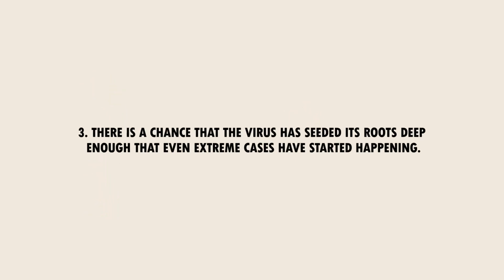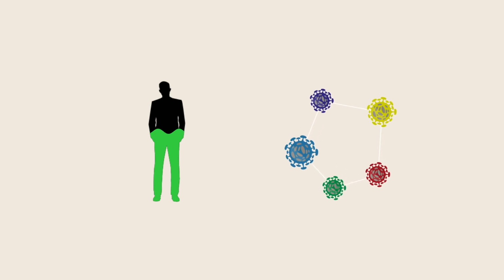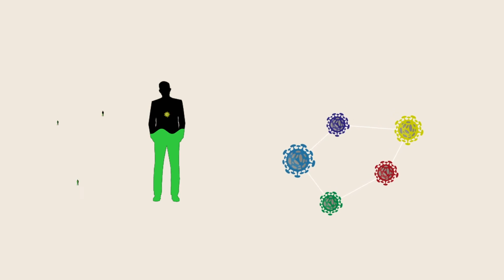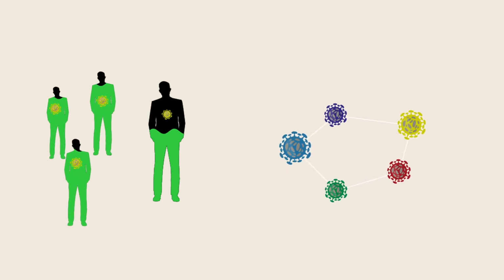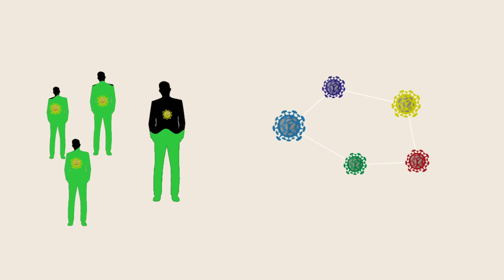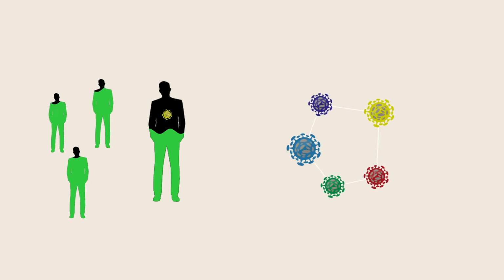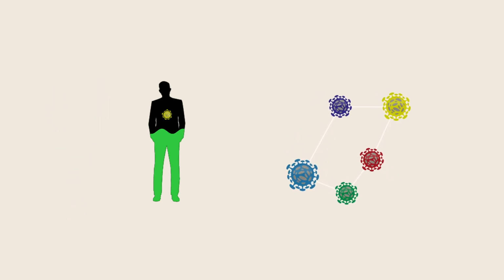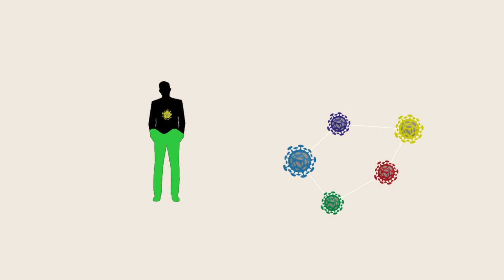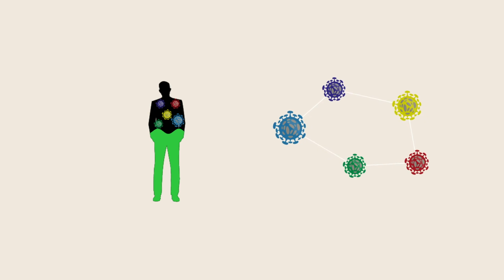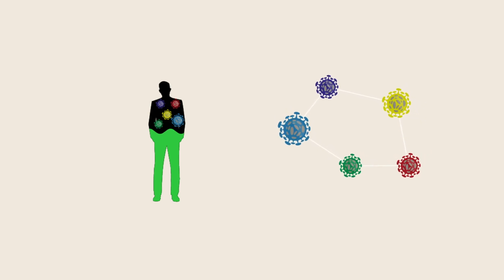Number 3. There is a chance that the virus has seeded its roots deep enough that even extreme cases have started happening. It seems to have acquired significant genetic changes in a short period, so many scientists suspect that the variant may have arisen in an immunocompromised person. Hodcroft explains that the immune system launches a full attack on the virus in most people, eliminating it within a few weeks. "There is a very different dynamic in people with weak immune systems," he says. For one thing, the virus can stay inside them for months instead of weeks. This gives the virus more time to evolve, accumulating mutations that can make it easier to overwhelm the immune system.